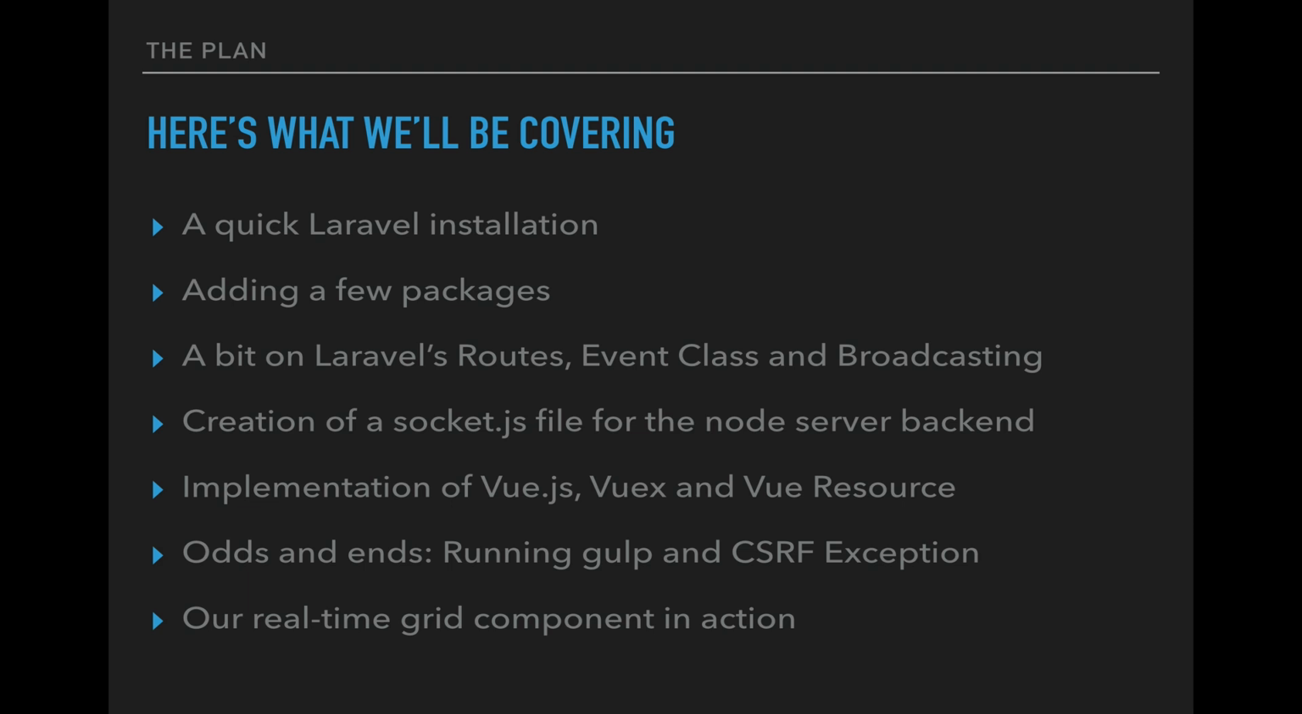And quickly what we'll be covering, we'll do a Laravel install using the Homestead environment. We'll be adding a few npm packages. Then we'll be covering the main files from the Laravel perspective that will be processing the data posted when the user clicks on a cell. We'll also be creating the socket.js file that will be handling the node server.